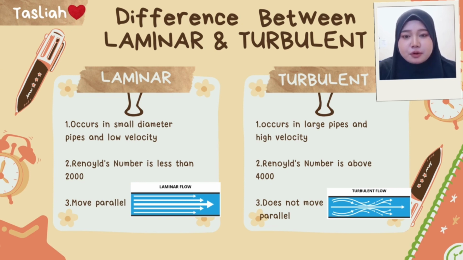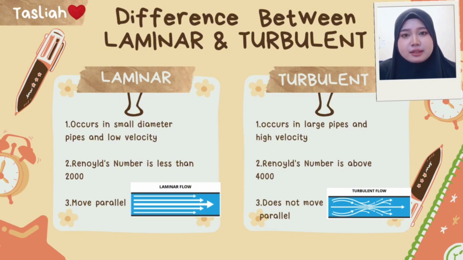Next point is the Reynolds number for laminar is less than 2000 and turbulent flow is above 4000. So what happens between 2000 and 4000? We call that the transitional flow, which is a mixture of laminar and turbulent flow. And last but not least, in laminar flow, the flow moves in parallel and turbulent has a mixing flow. What about transitional flow?